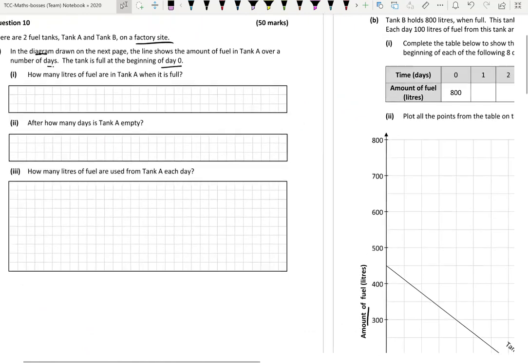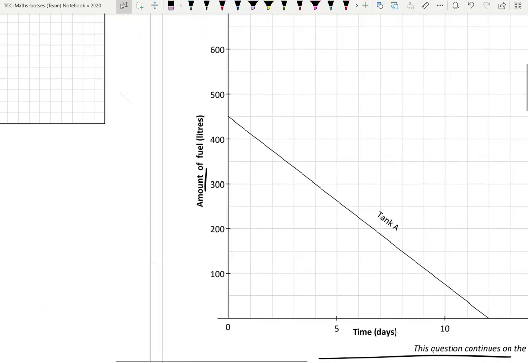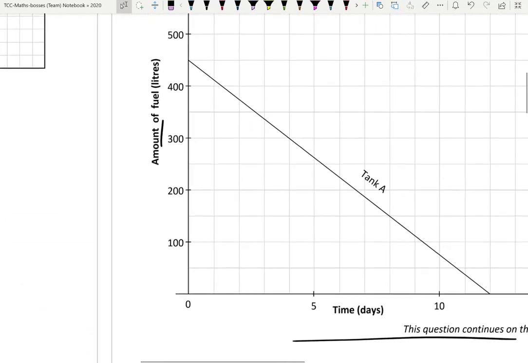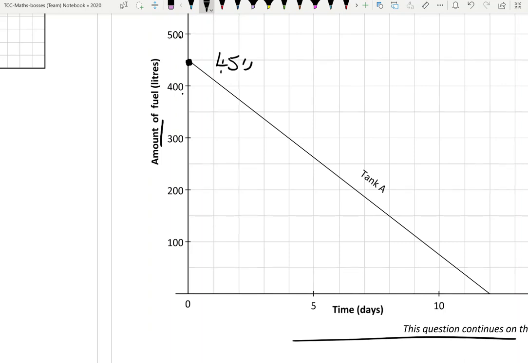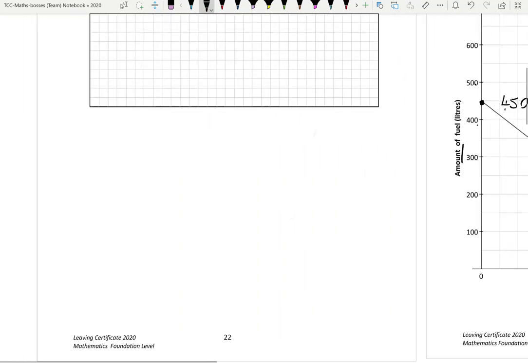Okay, let's go to the graph and see what we can learn from it. So this is when it's full. It's halfway between 400 and 500, which is 450 liters. Okay, so we'll fill that in.